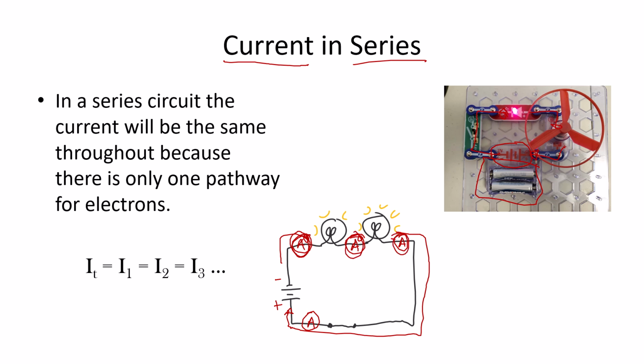You can think of them all as being kind of like a traffic jam of cars, and no one electron can move without all of the rest of them moving together. So expressed as an equation, you can say that the total current at the power supply will be the same as the current at any of the loads.